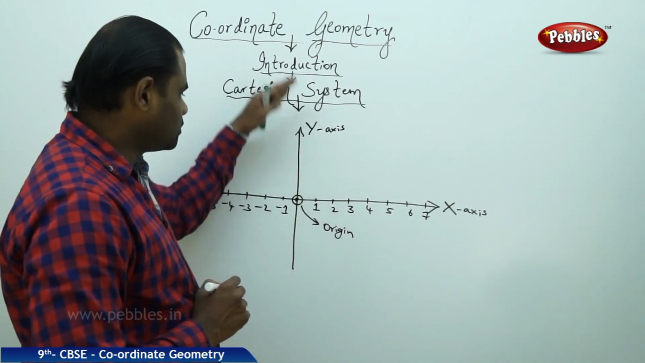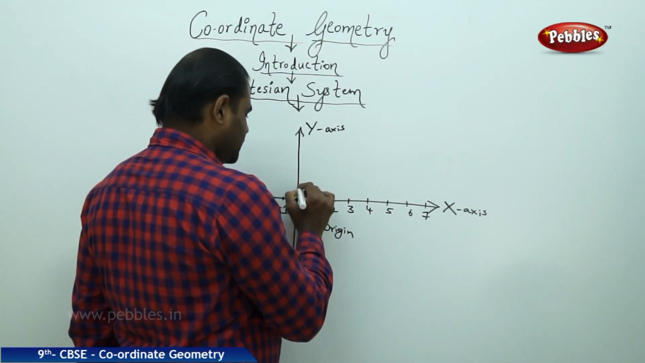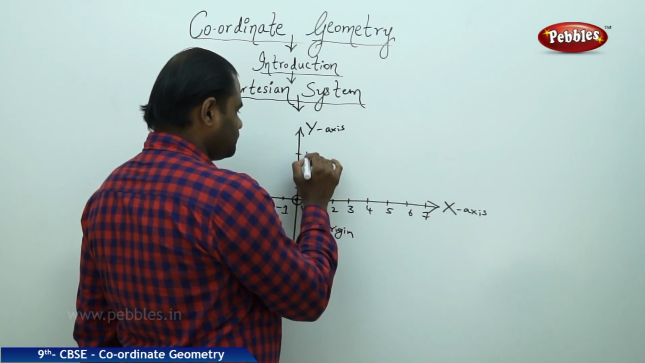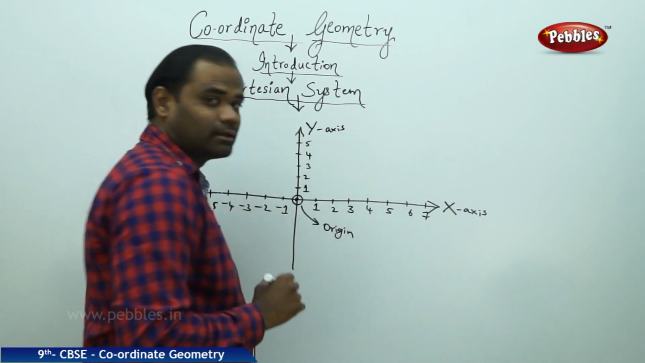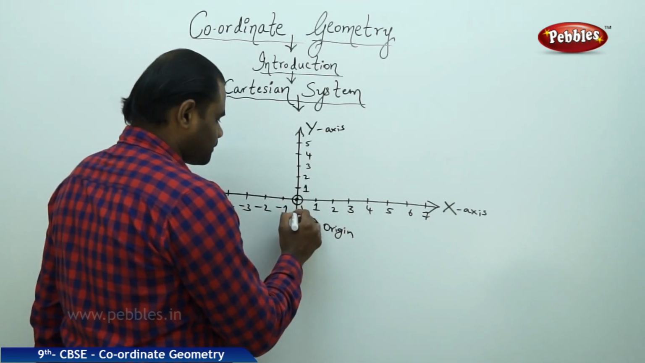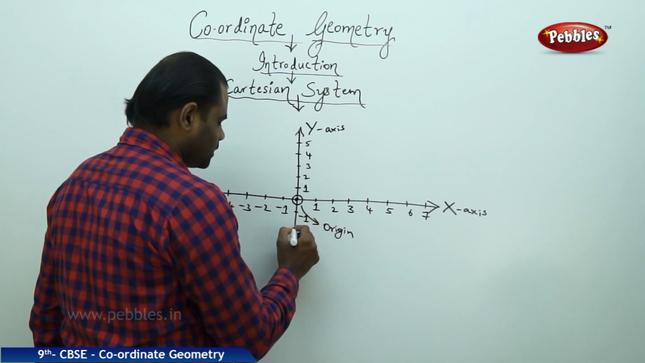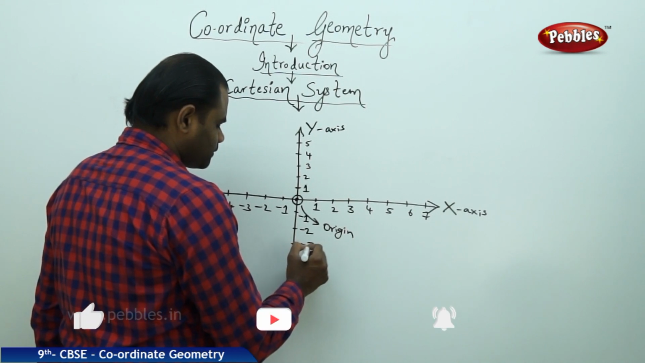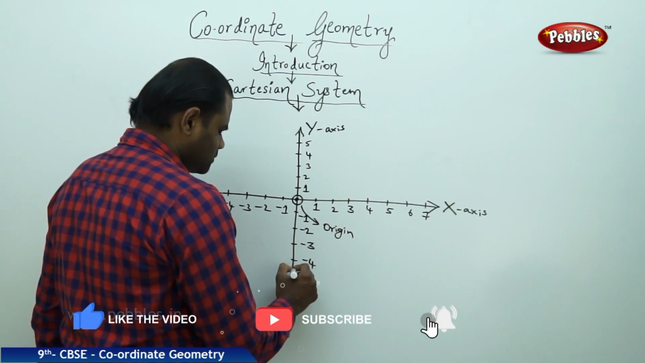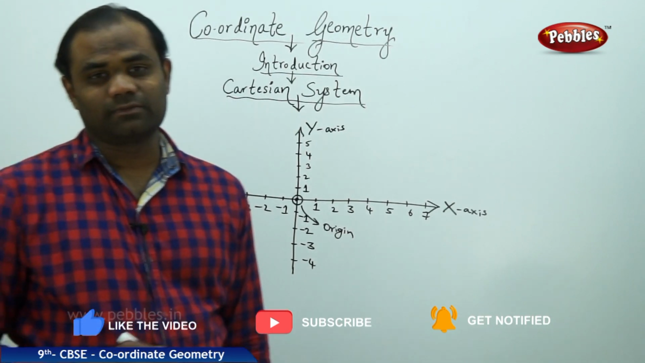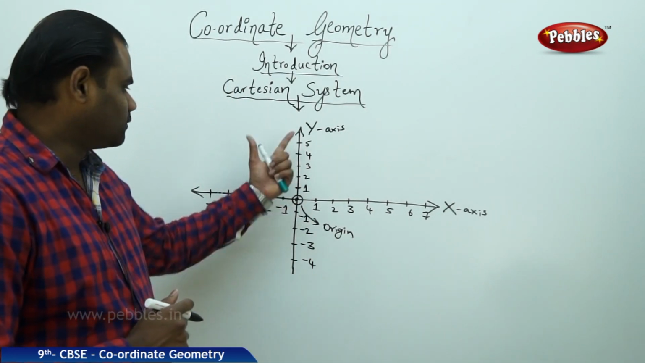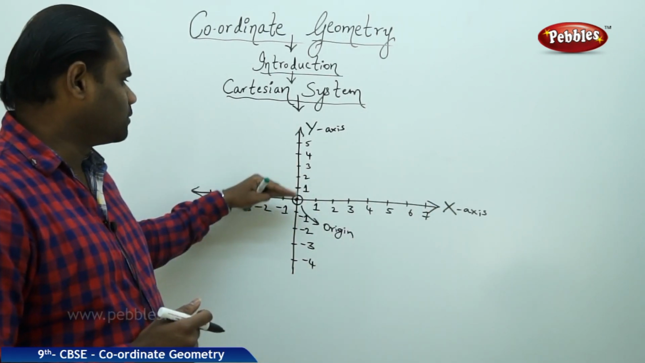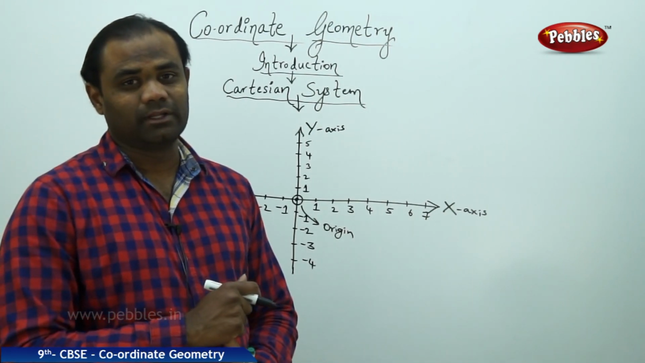Similarly, all the values on the positive side of the y-axis are defined as 1, 2, 3, 4, 5, etc. And below the origin, this is called minus 1, minus 2, minus 3, minus 4, minus 5, etc. Therefore, I have all the values coming as positive x values, negative x values, positive y values and negative y values.